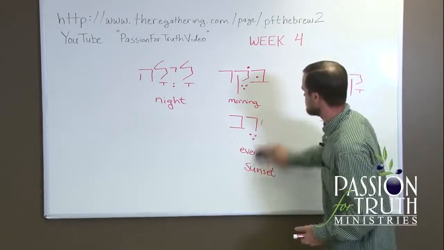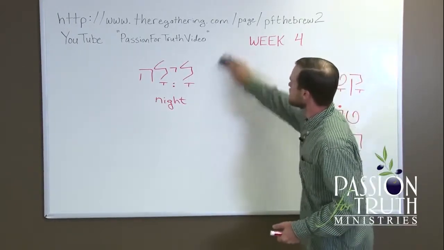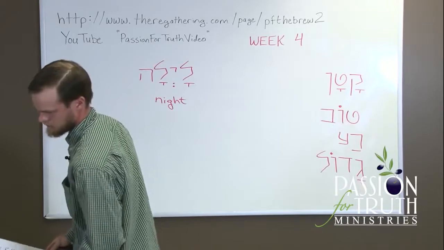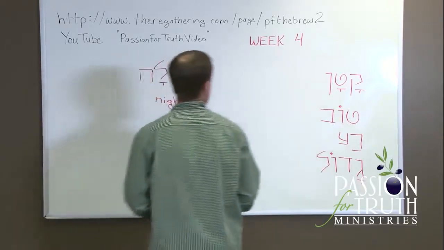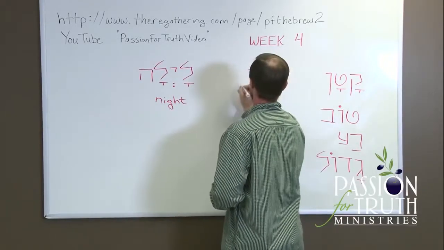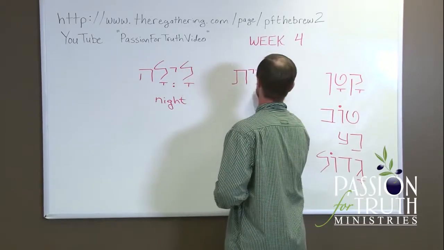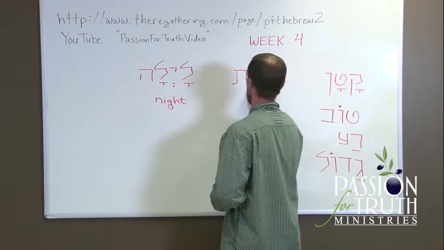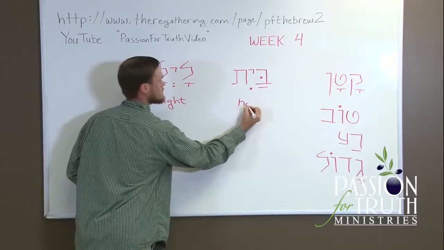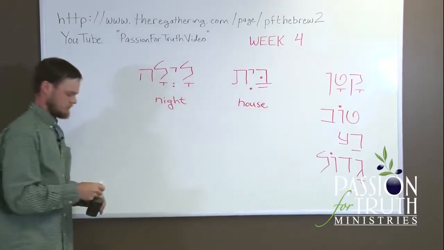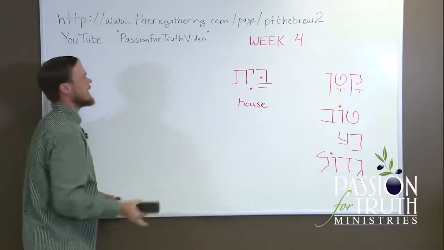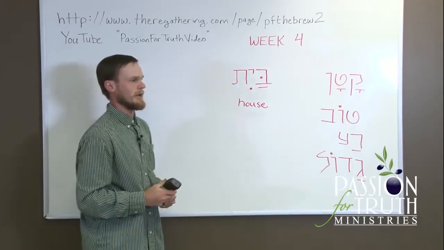How about Bayit? Bet, Yod, Tav, the Patach under the Bet and a Chirik under the Yod. Bayit is a house. So a Bayit Tov would be a good house. A Bayit Ra would be a bad house.